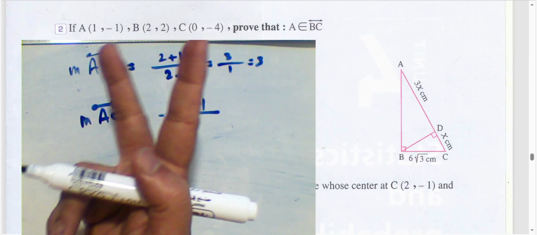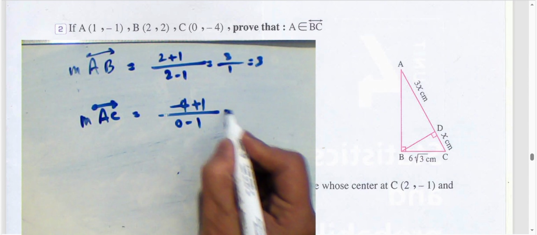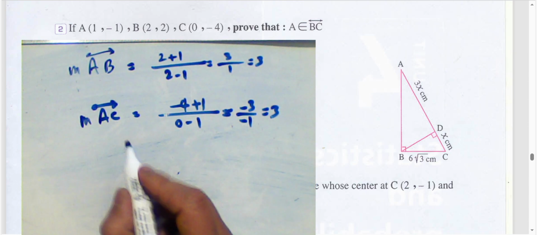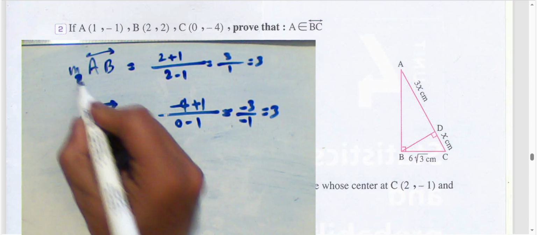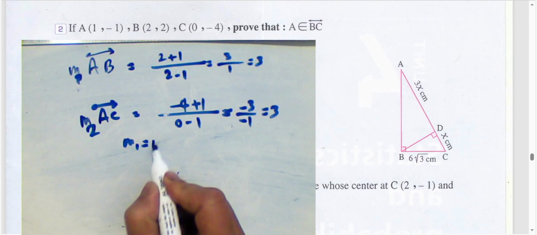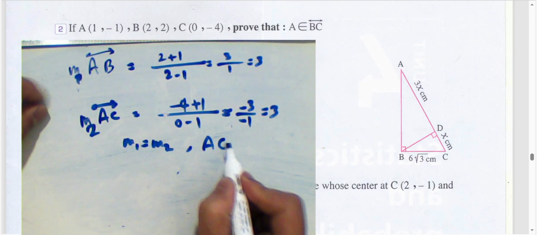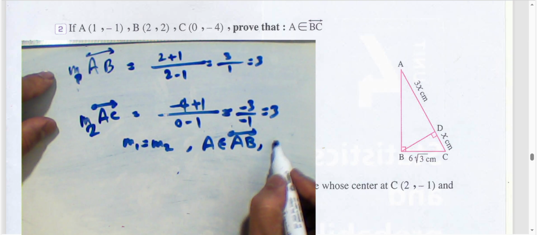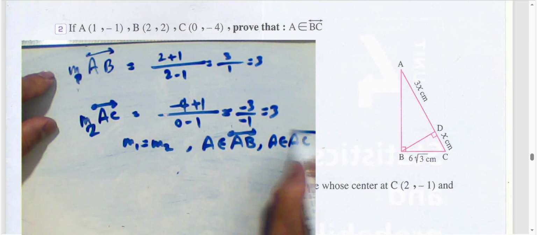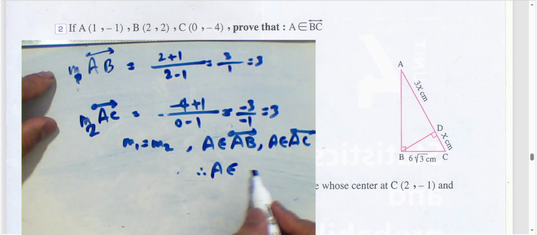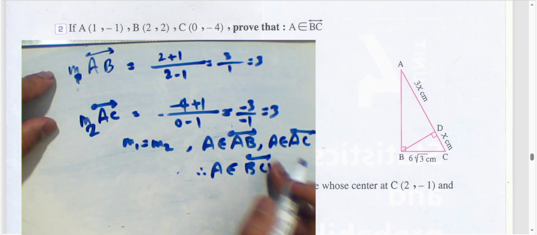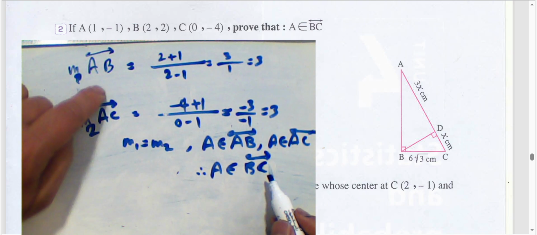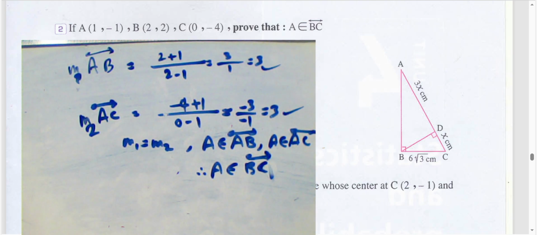And down, 0 minus 1, it will be negative 4 plus 1, which is negative 3 over negative 1. The result will be 3. Look here, slope 1 equals slope 2. And A belongs to straight line AB, and also belongs to AC. Then A belongs to BC, because it is common. Slope 1 equals slope 2. They are equivalent.